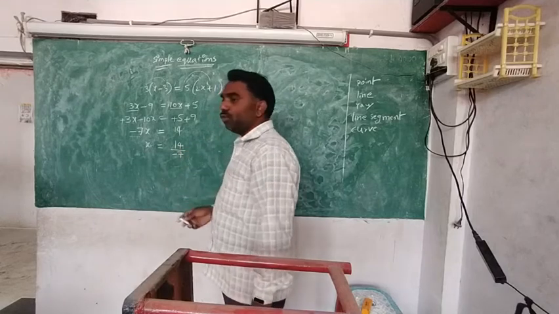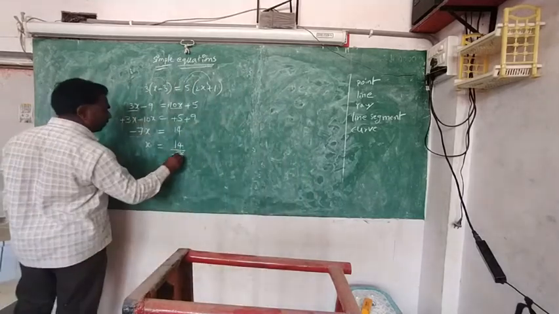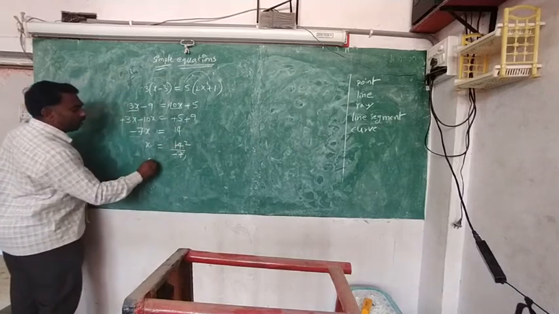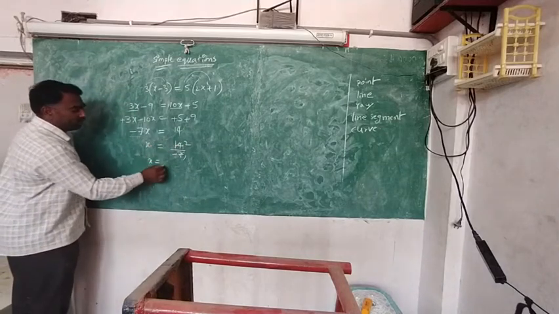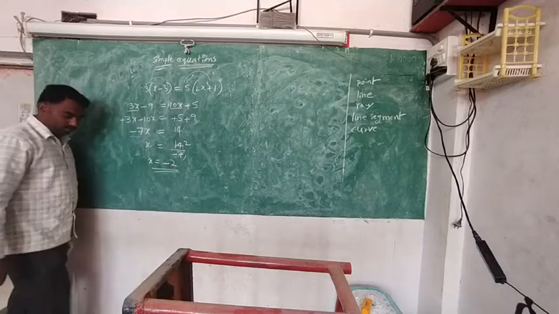Now you have to do the division. Division is looking like cancellation here. How? 7 ones are 7, 7 twos are 14. And plus and minus will be minus, so minus 2. So what is the value of x? Minus 2.